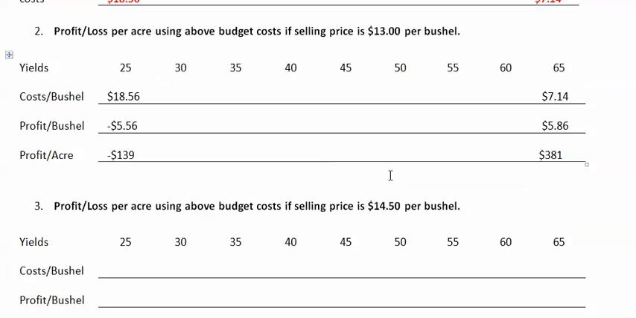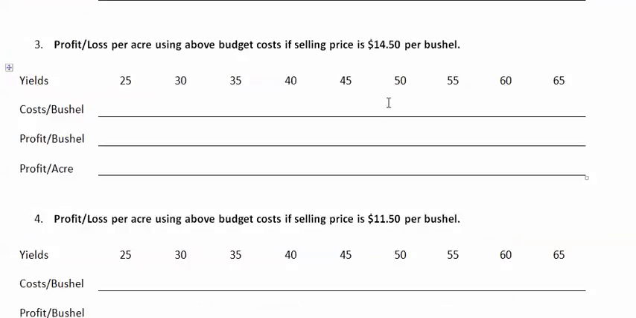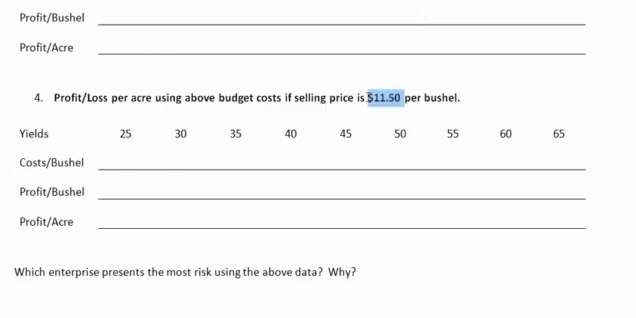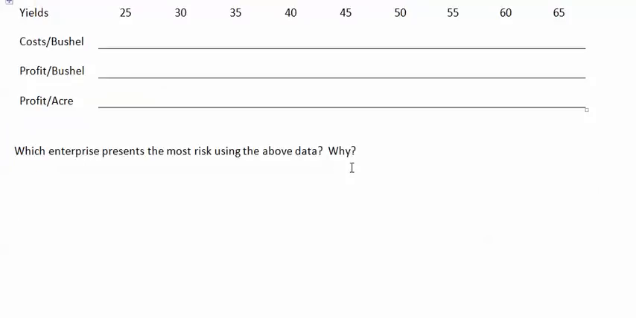We're going to do the same thing then on number 3, except using a price of $14.50. Same type of math on number 4, except we're using a price of $11.50. So it should be pretty straightforward by now. Which enterprise then presents the most risk using the above data? Take a look at it. Use your skills to figure out which one you think is more risky. Hope this was helpful, and I wish you the best of luck on this assignment.